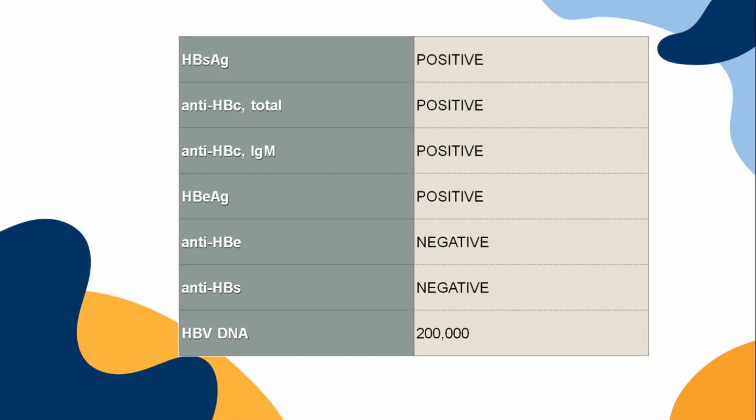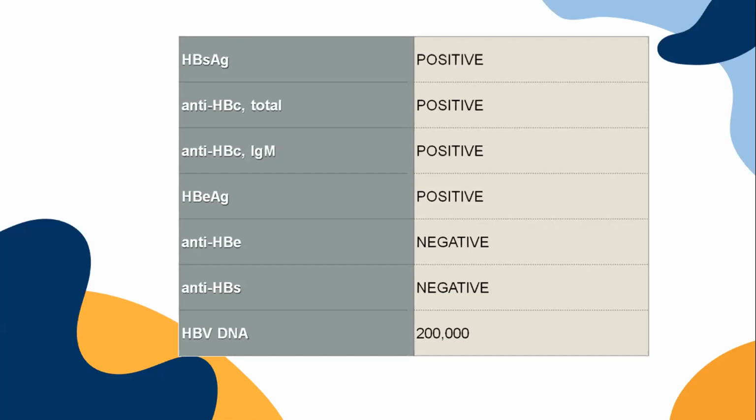Hepatitis BE antigen result is positive. In translation, there's active infection of the hepatitis B virus. This is an indicator that the virus is actively multiplying, so viral replication. This means that anyone who comes into contact with the patient's blood is at risk of getting infected.